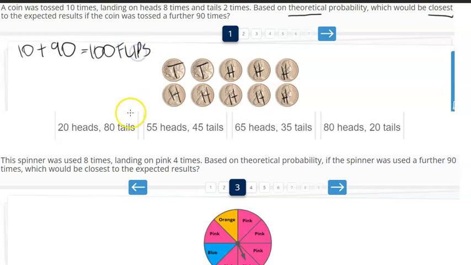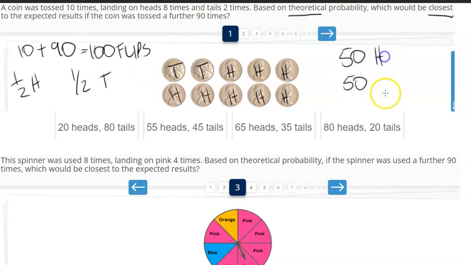Okay, 100 flips. Now, theoretically speaking, because half of them will be a head and half of them will be a tail, I'm expecting 50 to be heads and 50 to be tails, based on theoretical probability. We're not relying on this experiment for now. Just theoretically speaking, I'm expecting 50 heads and 50 tails.